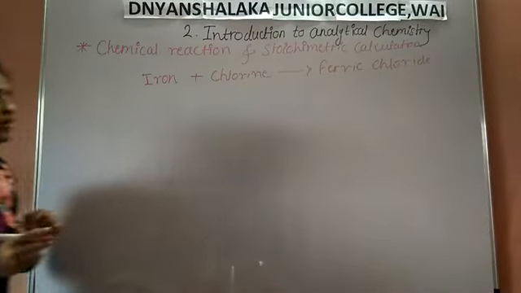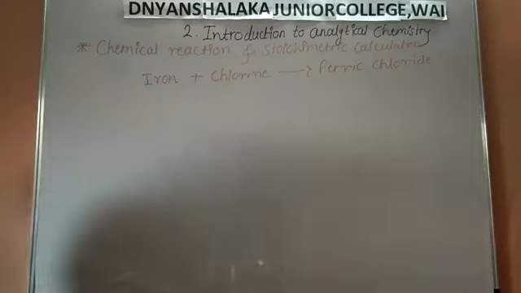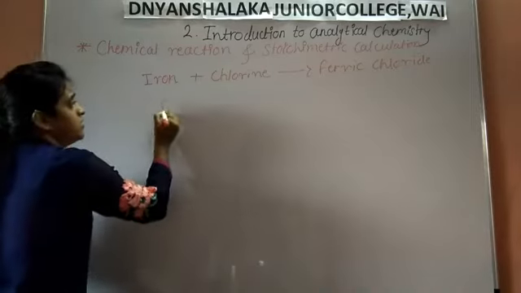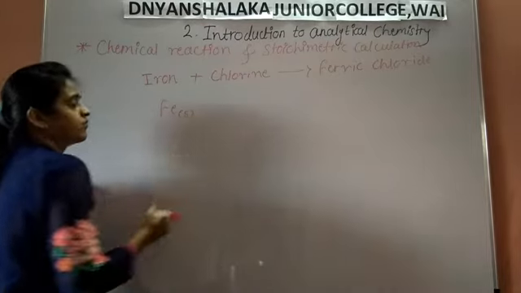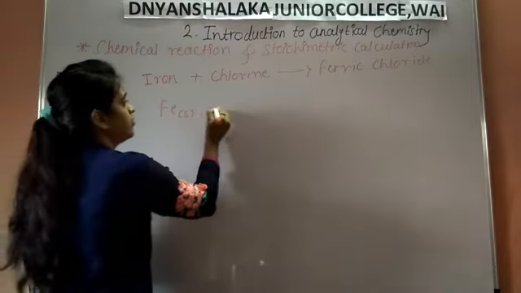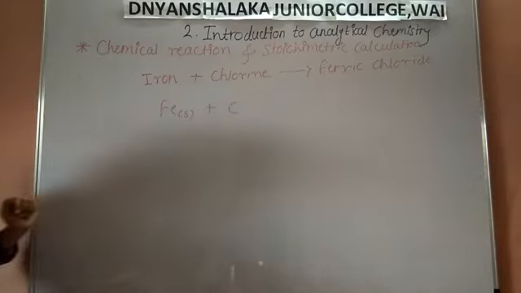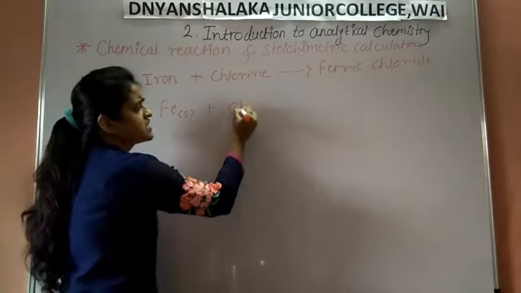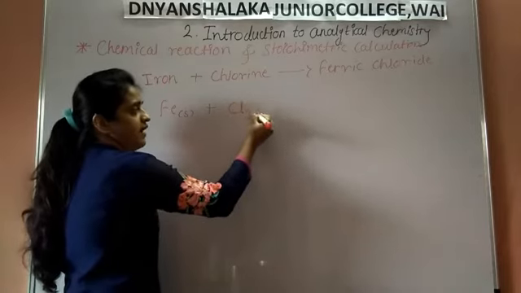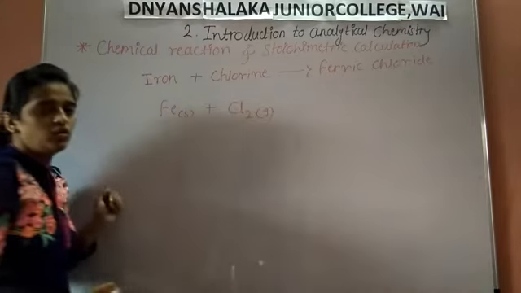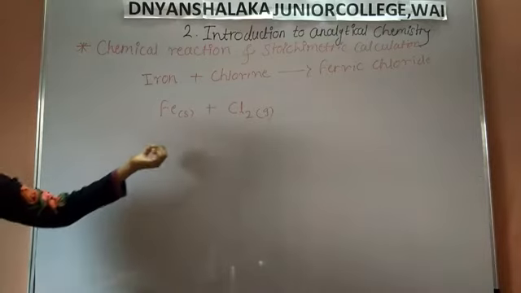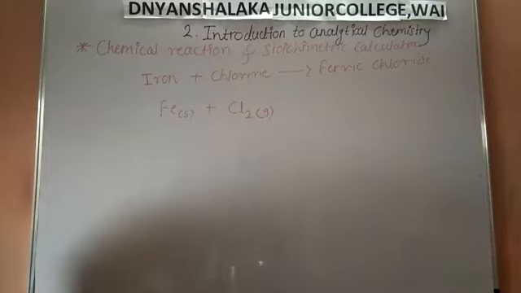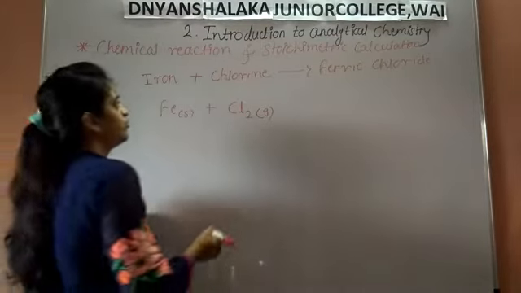Iron reacts with chlorine to form ferric chloride. Iron means Fe, which occurs in the solid state. Chlorine's symbol is Cl, which exists in a diatomic state and is a gaseous molecule. So Fe in solid state and chlorine in gaseous state form ferric chloride in solid state.